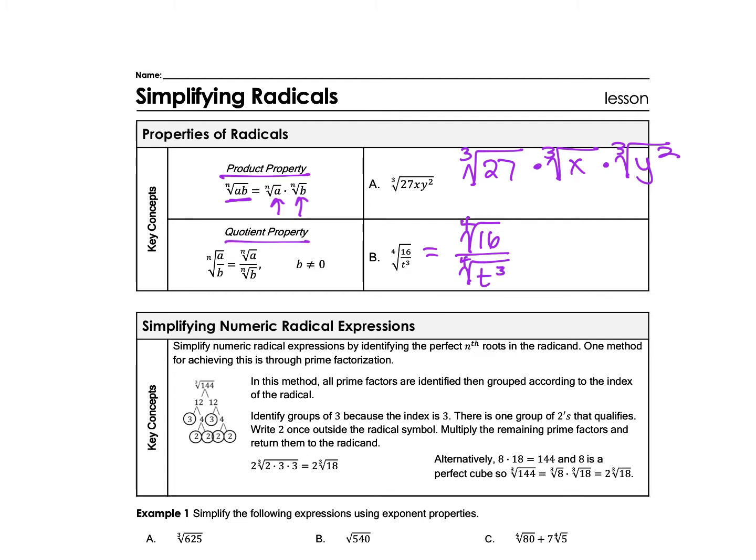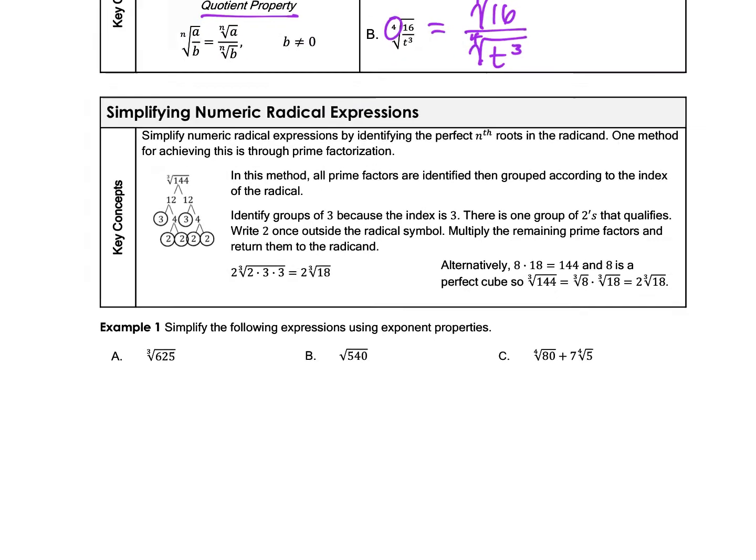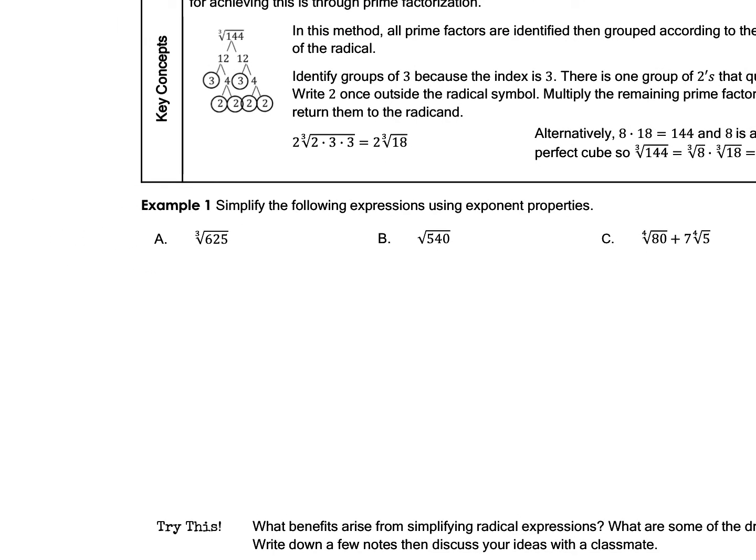Okay? All right, so remember this little bitty number is called your index. That's how many groups you're going to want to have. So we're going to be simplifying radical expressions. First example, we're going to simplify using exponent properties. So notice this says 3. We're taking the cube root, which means we need 3 of the same number, because when you take the cube root, you're trying to find what number times itself 3 times gives you that. Okay, so I'm going to start out.